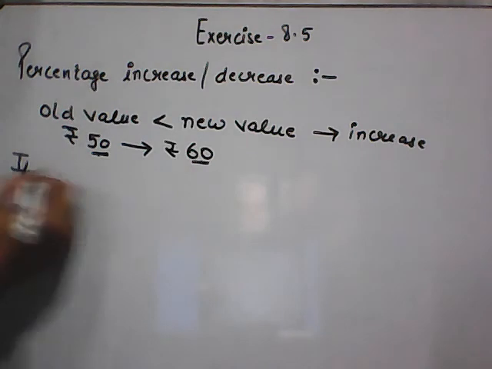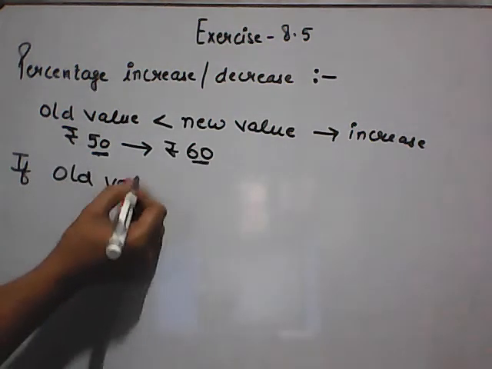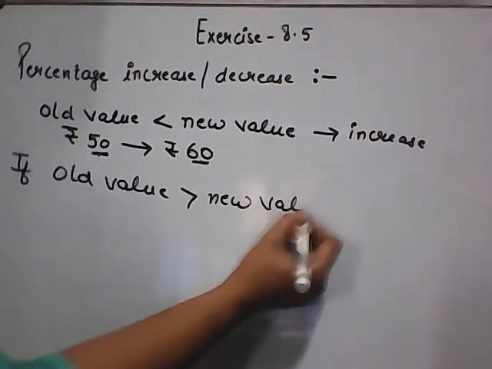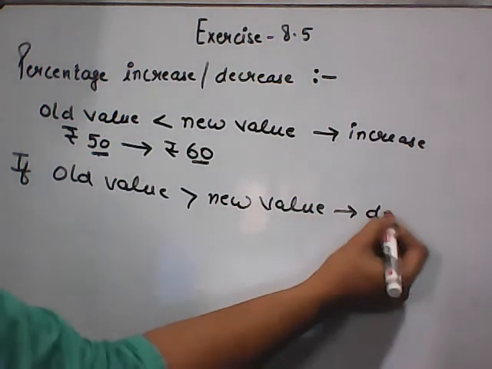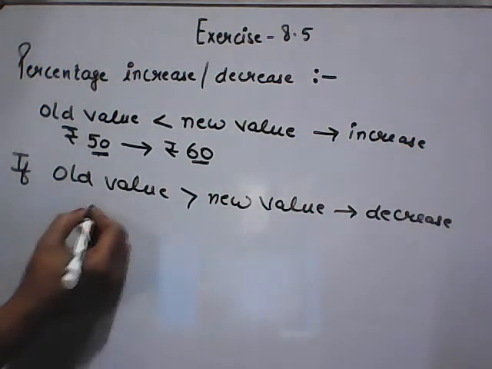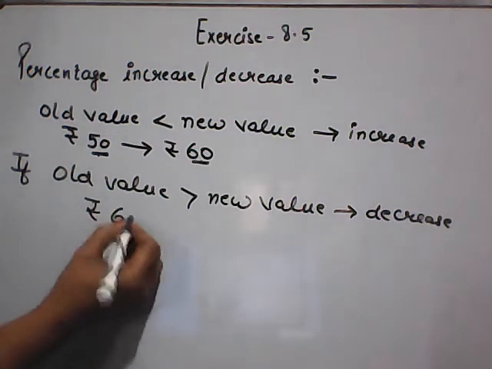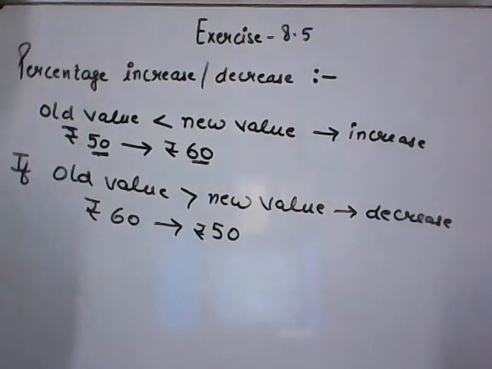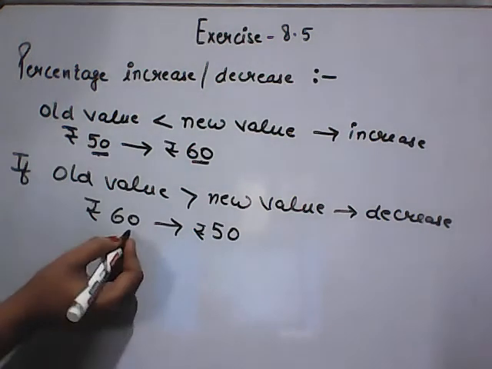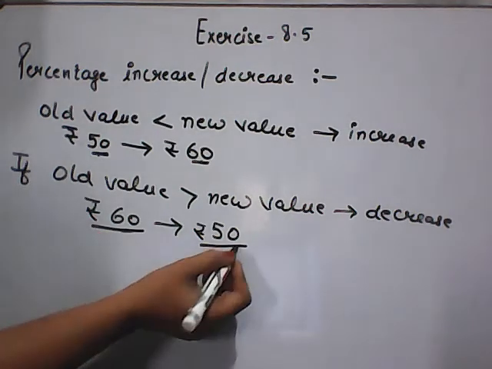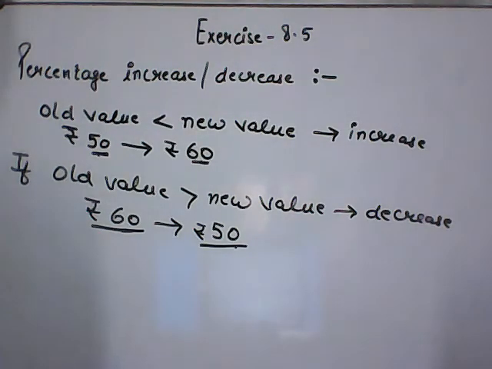If old value is greater than the new value, then there is a decrease. Suppose the price of a shirt goes from 60 rupees to 50 rupees, then you have to calculate whether there is a percentage increase or decrease. Here old value is 60 and the new value is 50 rupees. Old value is greater than the new value, so there is a decrease. In this way you can calculate there is an increase or decrease.